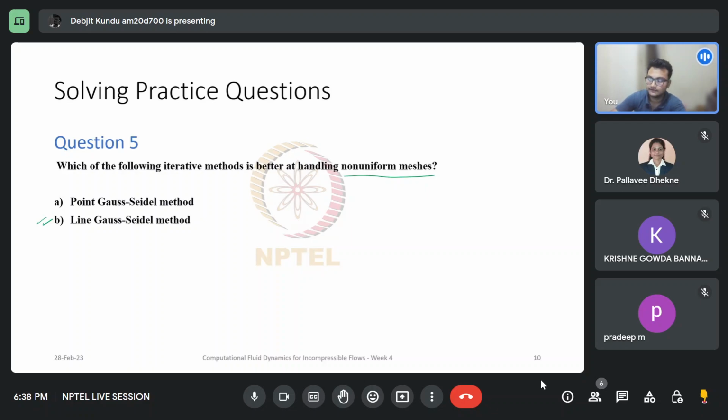Okay, so let's have a look at the solution. The solution is option A, point Gauss-Seidel method. Line Gauss-Seidel method is not that good in handling non-uniform meshes. This is because of the methodology which is used. So basically, let's say we have a domain like this. What is done in point Gauss-Seidel method is that we go from point to point.